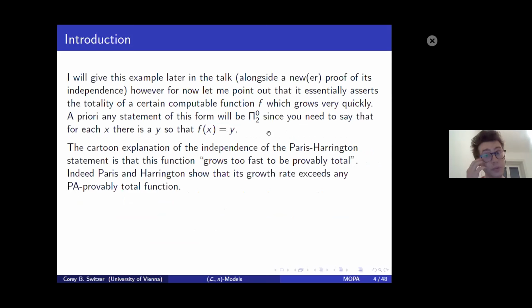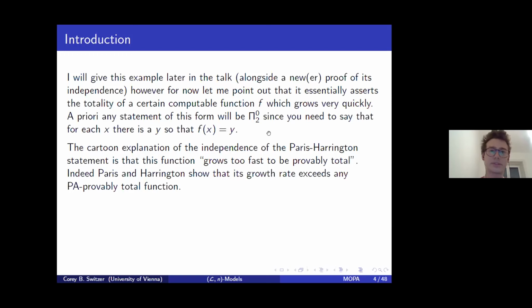You often hear people say that the cartoon explanation for why the Paris-Harrington statement is independent of PA is that this function they're talking about grows too fast to be provably total. And there's a lot of truth to that. Paris and Harrington showed that this growth rate exceeds any PA-provably total function.